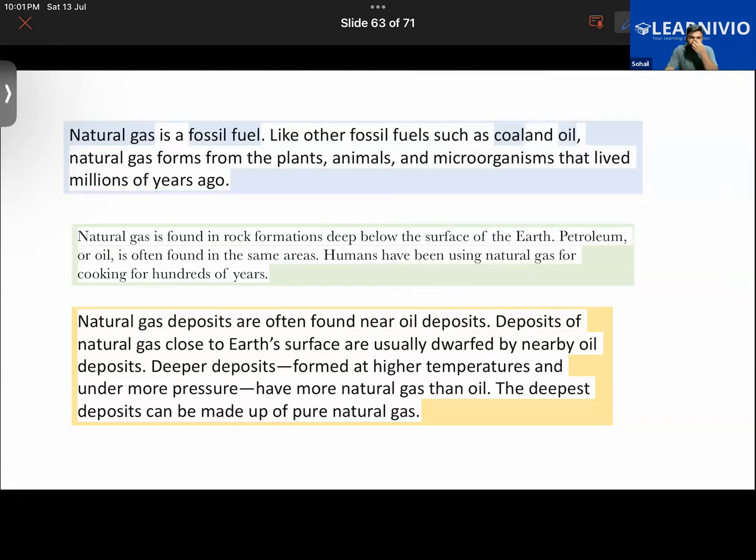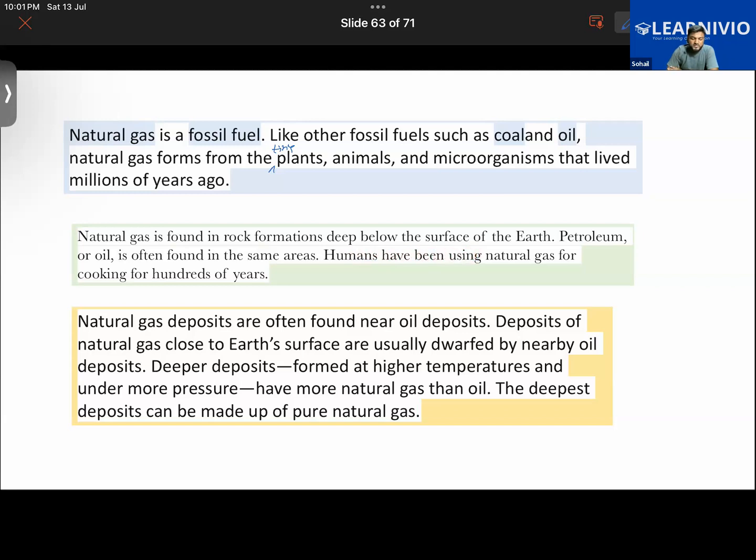Natural gas is a fossil fuel like other fossil fuels such as coal and oil. Natural gas forms from the plants, animals, and microorganisms that lived millions of years ago. More specifically, we would say that tiny plants, animals, and microorganisms that lived millions of years ago, and it would be found in the rock formations deep below the surface of the earth, right?